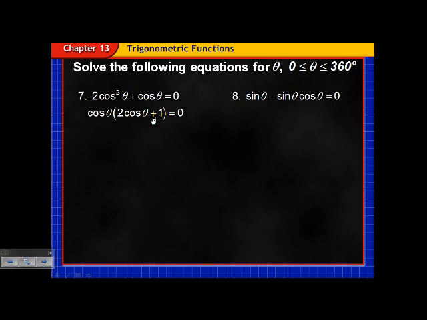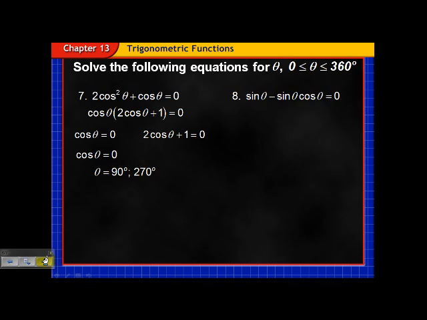Now I can't factor any more, so at this point I have 2 smaller equations that I'm each going to set equal to 0 and solve. So I'm going to set cosine of theta equal to 0 and 2 cosine theta plus 1 equal to 0 and solve those 2 individual problems. Now cosine theta equals 0 is really saying x is equal to 0, and x is equal to 0 when the angle is 90 or 270.